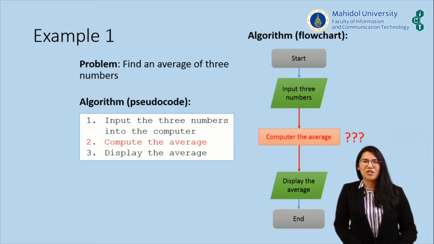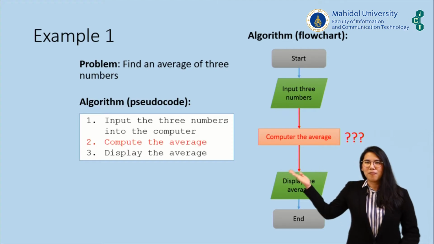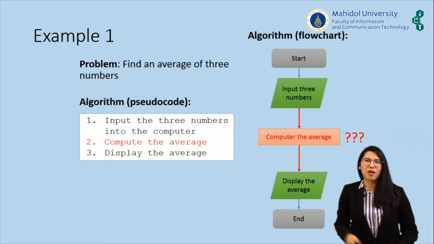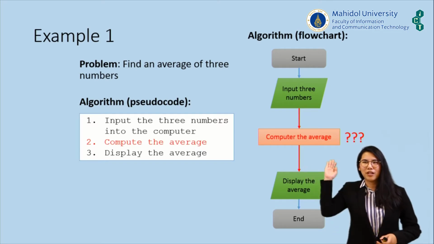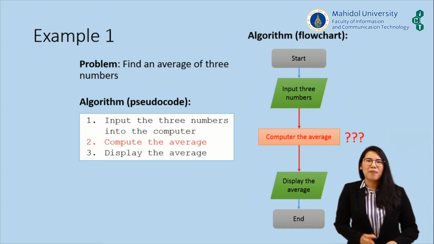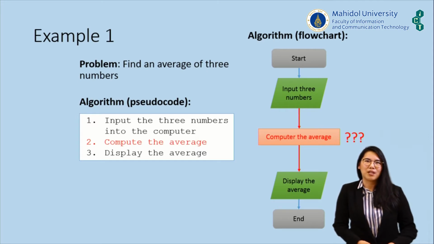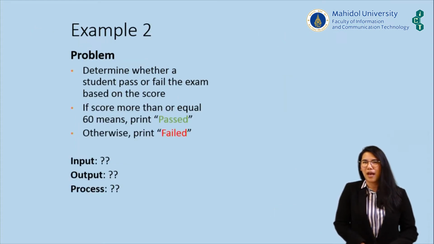But how about if we change the step to be compute the average only? We combine those 2 steps together. Why do we have the question marks here? Because thinking about computers, they don't understand what compute the average means. So you need to be able to detail out how to compute the average. First, you need to add up the numbers and then you divide the sum by 3. So that's why I always ask you to detail every step every time you draw the flowchart and write the pseudocode. So let's have a look at the second example.